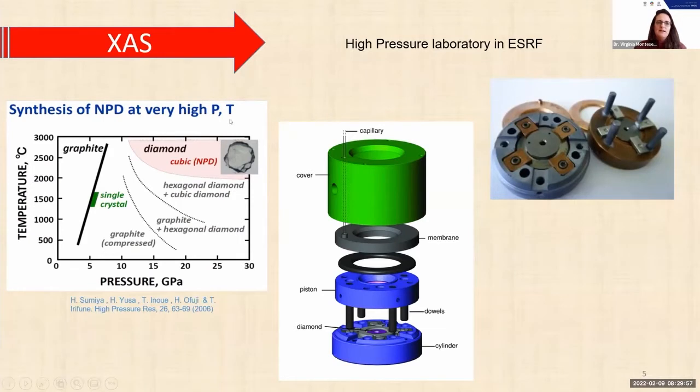And concretely in XAS experiments, we have to use polycrystalline nanodiamonds in order to avoid Bragg diffraction peaks from bulk diamonds in our XAS spectra. For my experiments, these nanodiamonds were supplied by Tetsuo Irifune and his group.